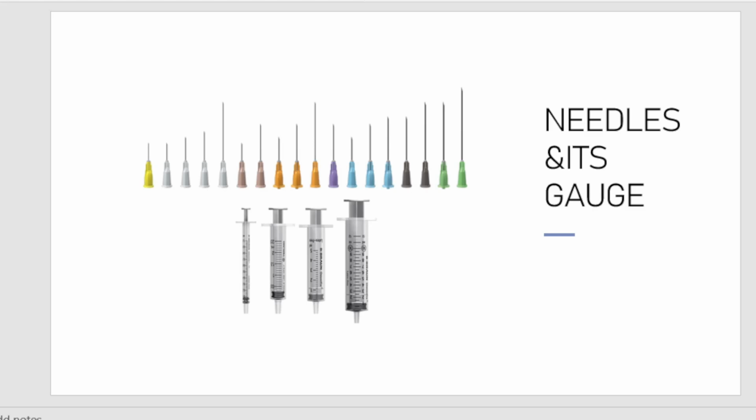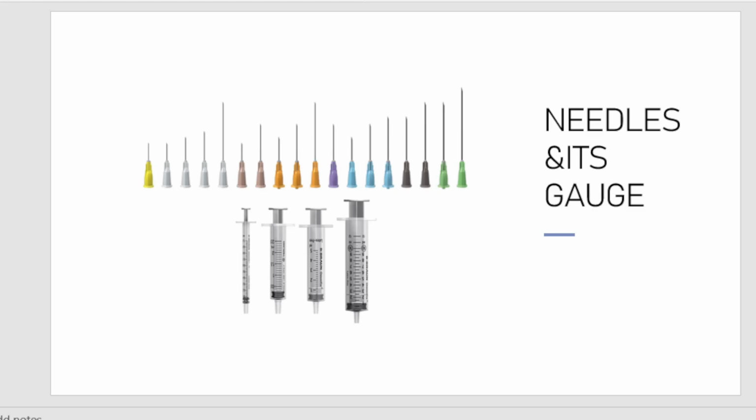Next, we have to know about the gauge and its length. The higher the number, the thinner the needle and the lesser the pain. The highest is 25; a 25 gauge needle is thinner than an 18 gauge needle.